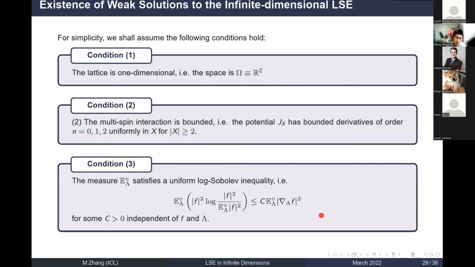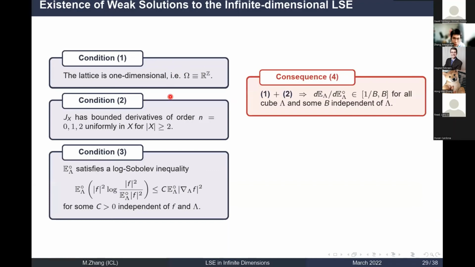So let's first investigate what consequences we have if we have these three conditions. First, conditions 1 plus 2 will imply that the density ratio of E lambda and E lambda circle is bounded above and below uniformly in lambda.